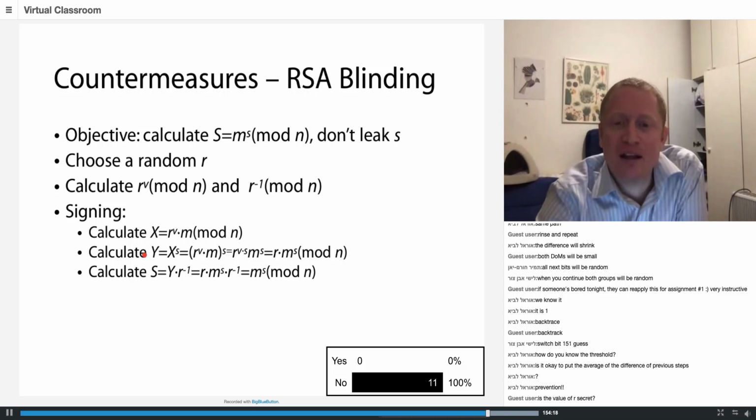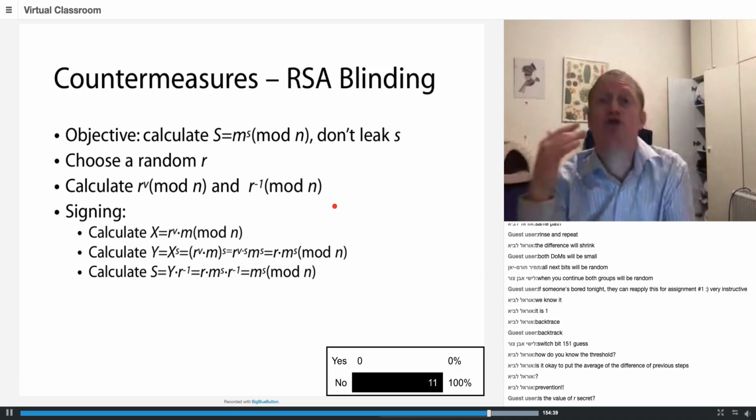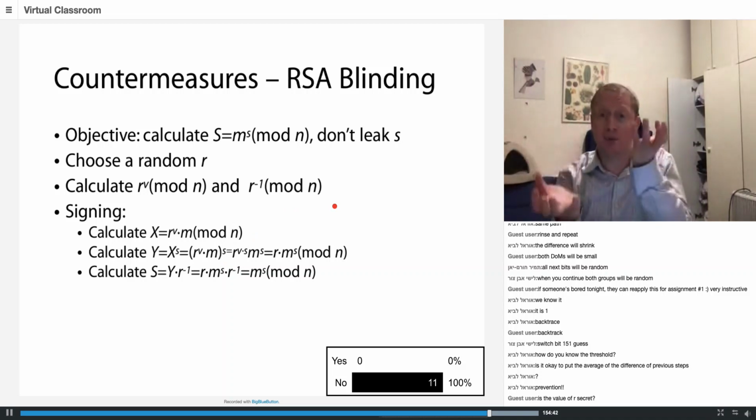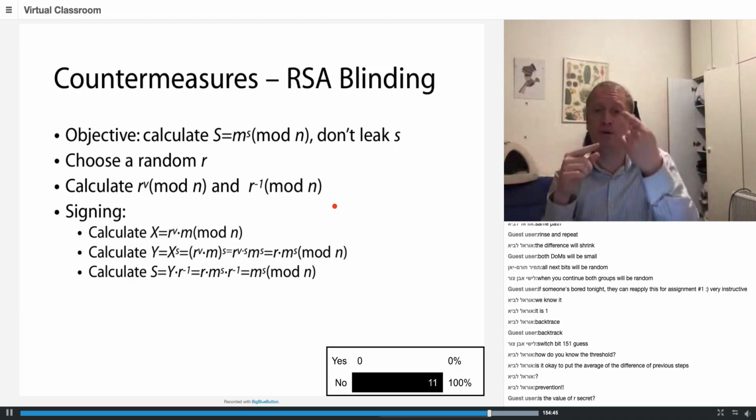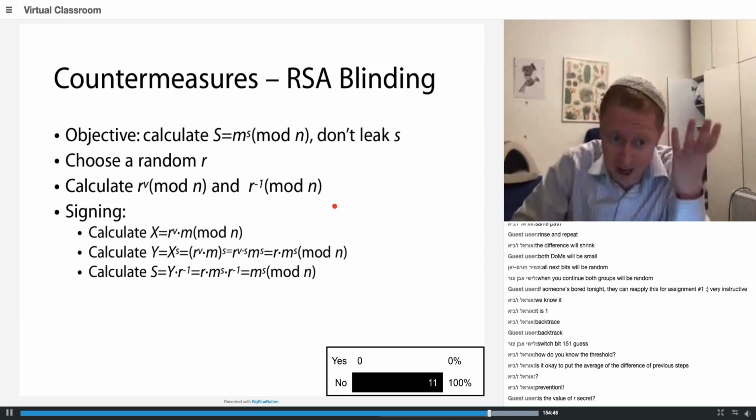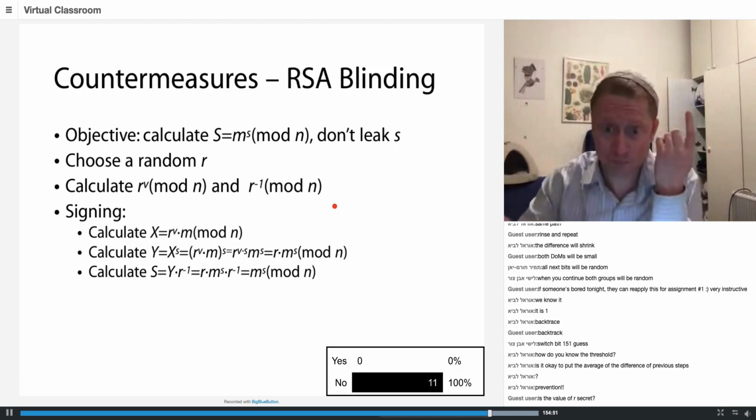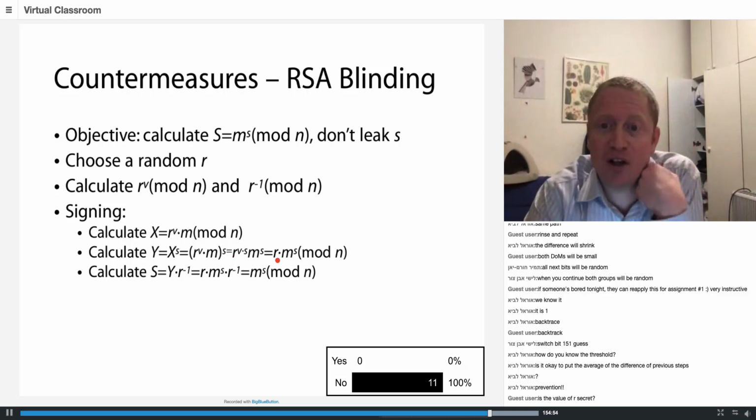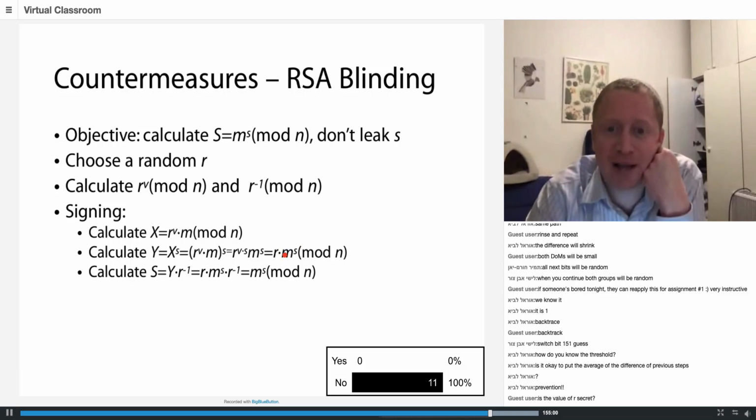So let's continue. Now I have X, and now instead of signing M, I'm going to sign the blinded number X. So Y is X to the power of S, which is R to the power of V times M, all to the power of S. I open the parenthesis, and I get R to the power of V times S times M to the power of S. V and S are the public and private keys. We chose them such that their product is 1 modulo phi of N. This is the entire idea of RSA. So this falls out, and all I get is R times M to the power of S. So I get the signed message, and it is blinded.